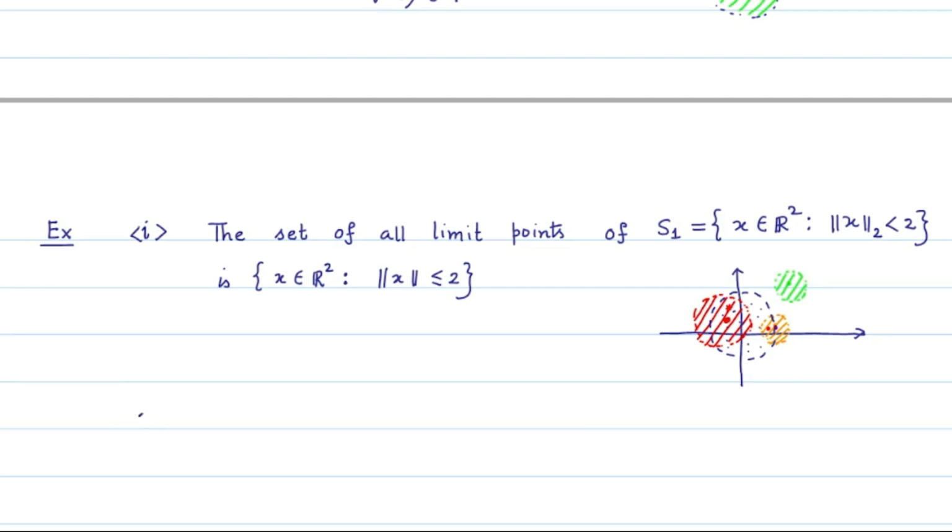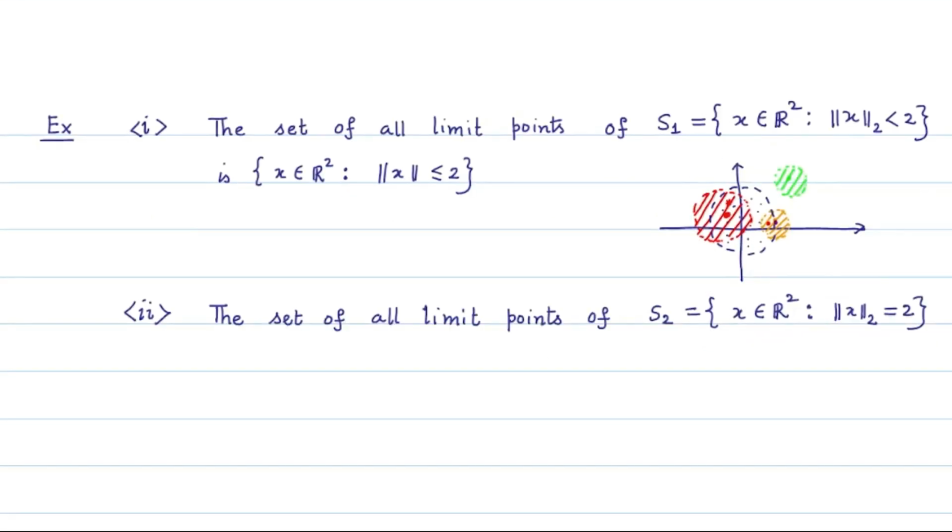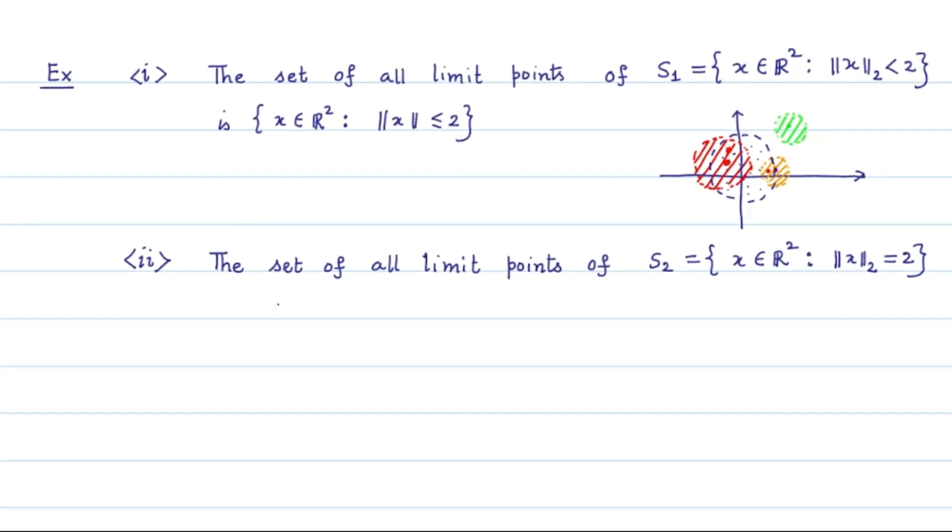Let us consider a few more examples to identify their limit points. For example, we take the set of points on this circle, that is norm of x is equal to 2. For this set, please try to figure out the set of limit points and verify that the set of all limit points of S2 is identical to the set S2 itself.